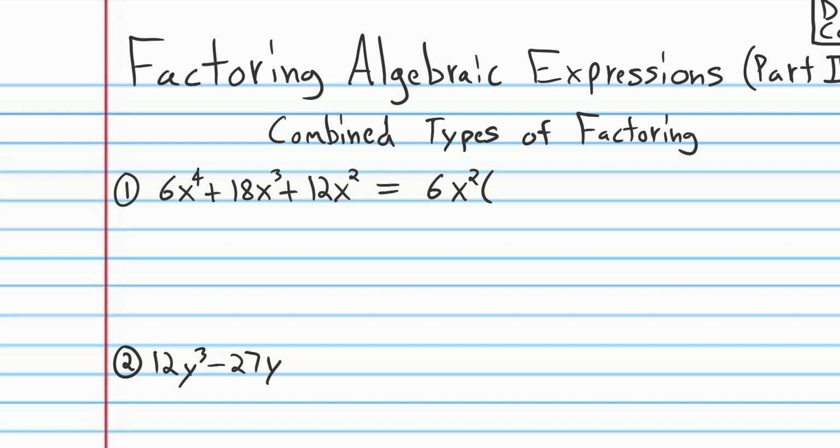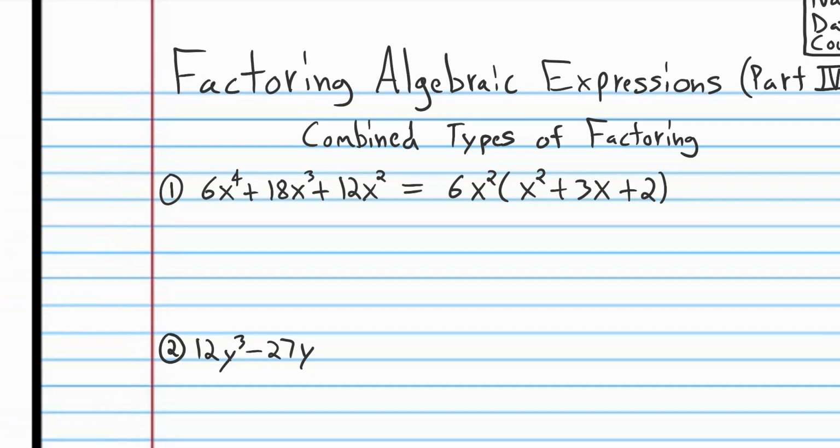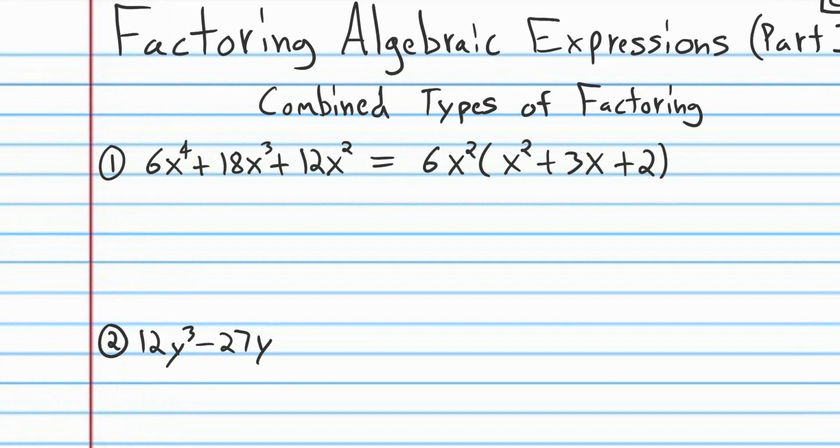So now we just ask 6x squared times what is equal to 6x to the fourth. And obviously that would just be x squared. 6x squared times what equals 18x cubed. So obviously that would be 3 because 6 times 3 is 18. And then we need 1x because x squared times x is x cubed. And 6x squared times what equals 12x squared. And obviously there's got to be a 2 because 6 times 2 is 12. And we don't need any x's on that last term. So we factored out the greatest common factor.